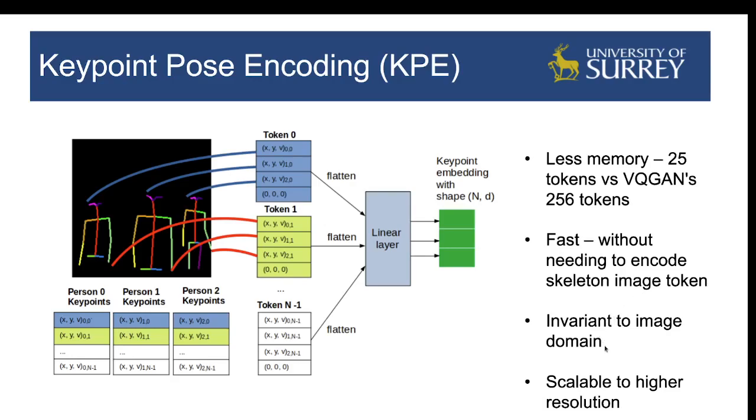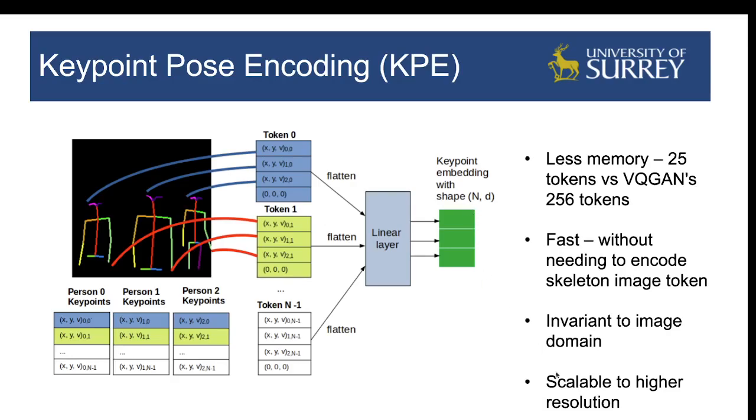It is also invariant to image domain. That means if we encode the skeleton using VQGAN, this might differ from the image domain, like natural landscapes, that the VQGAN autoencoder is trained on. That means it can create something that looks totally different if your dataset is different. But ours only uses the key points, which are generic numbers. So it doesn't care what your autoencoder is trained on.